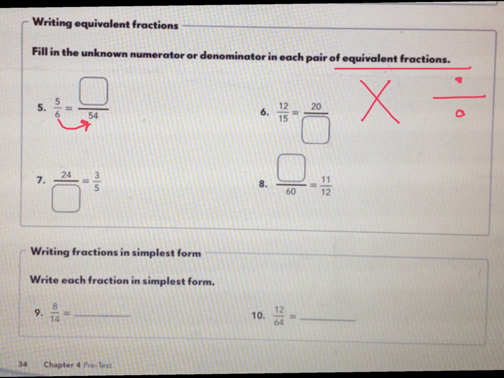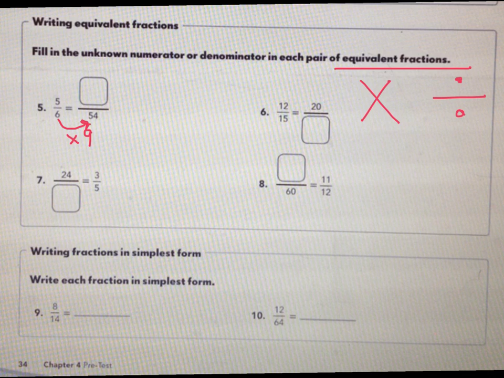If we know our multiplication facts, great. If we're not, if it's after school and your brain is tired, go ahead and take out a calculator, because again, I want you to be thinking about the concept and not the computation. But to get from 6 to 54, we have to multiply 6 by 9.